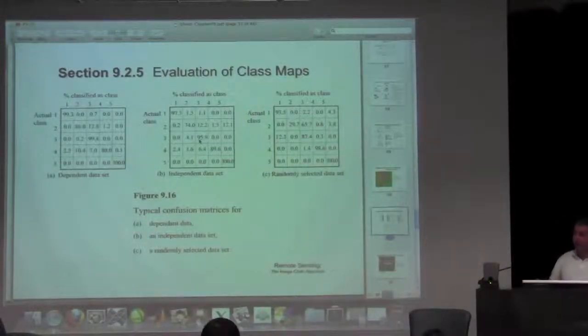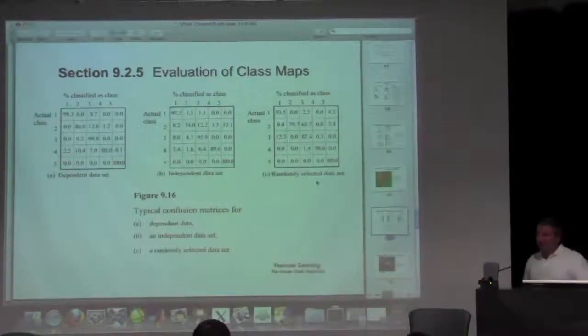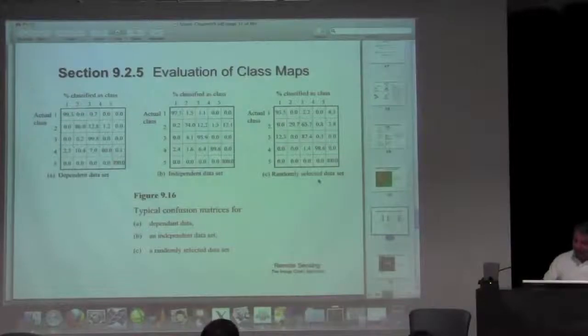Now, the best method is the most work, of course, and that's to have a randomly selected data set. How does that work? Well, in a package like ENVI, ENVI actually implements this. You could have ENVI present a single pixel to you and say, which class does this belong to? You say, that's class number 1. Here's another pixel. What class does that belong to? Well, that's class number 4, and so on.